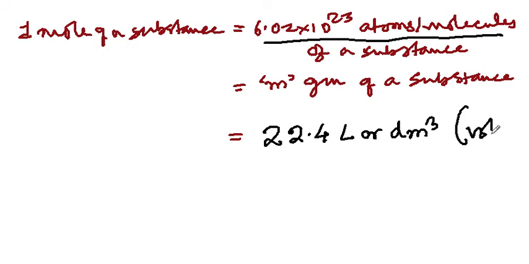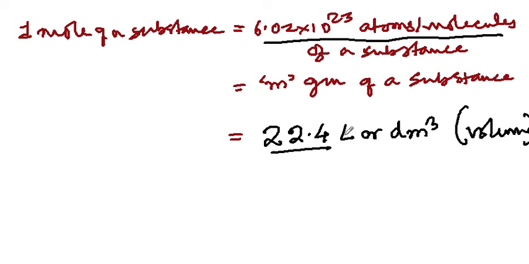Okay, this represents the volume. This volume has been found to be constant for 1 mole of atoms or molecules, and that value is 22.4. This is a fixed value and it won't change for 1 mole of a substance.